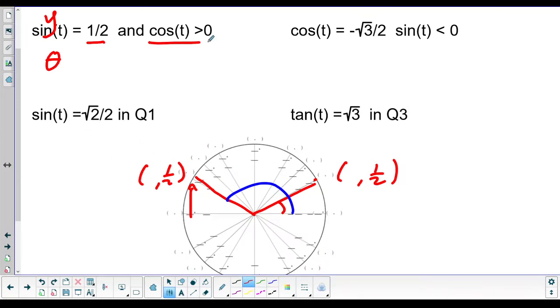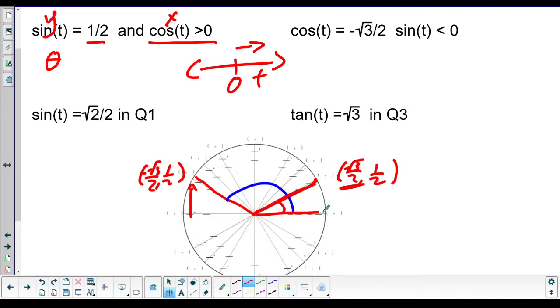Now we need to look at the second condition to figure out which one of these two we're looking at. Either positive radical 3 over 2 or negative radical 3 over 2. It says cosine of t, which is x, is greater than 0. If you are greater than 0, here's 0, here's a number line, greater than is that direction, you're on the positive side. So we want the positive x value. So we're looking at this angle right here. Because it's the first increment, this is 30 degrees.